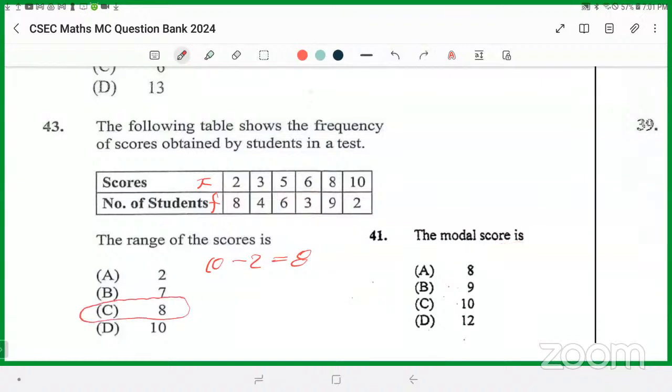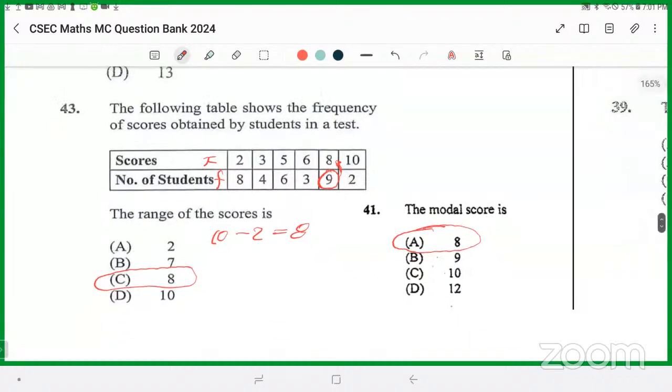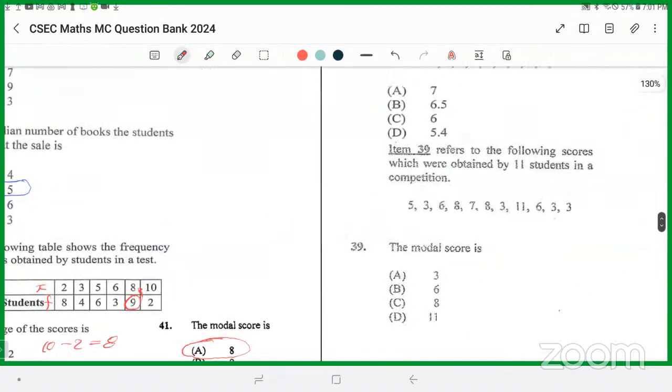The modal mark is the one that corresponds to the highest frequency. This is the highest frequency, and it is 9. Don't put 9 as the answer now, guys. The mode is not a frequency value, it's a score value. It's a score that corresponds to the highest frequency. So the mode this time would be this value right here: a score of 8, sorry, 8 marks. All right, that finishes that one.